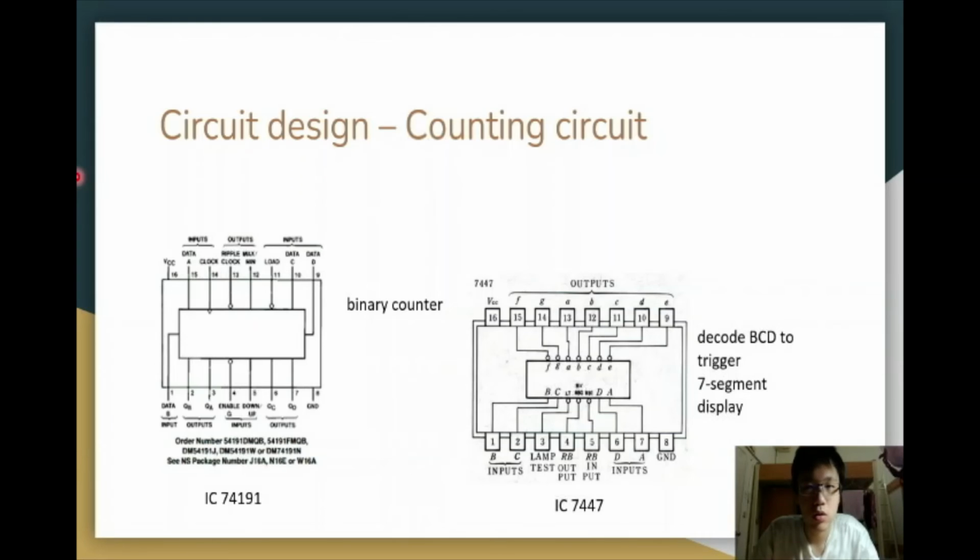Okay, let's look at the third part of our circuit, the counting circuit. You can see the left-hand side is the IC74191. It is a binary counter. It counts the signal from the IC555. And the right-hand side is the IC7447. It is a decoder. It decodes a binary coded decimal to trigger the 7-segment display to function.